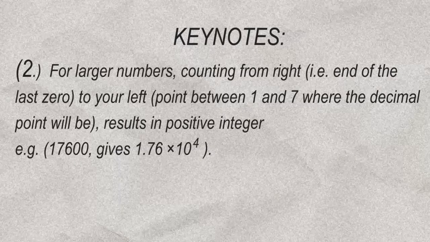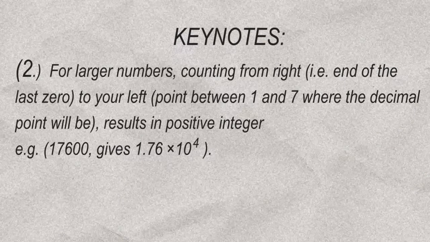To the left. So for a larger number, we count from the right to the left. From 0, we count 1, 2, 3, 4, up to the point between 1 and 7, we get 7. So if we count it, our significant number will now be 1.76 times 10 raised to power 4.